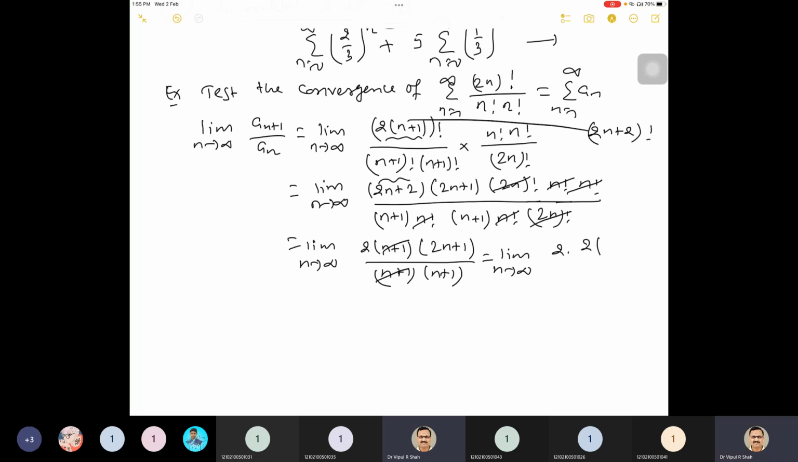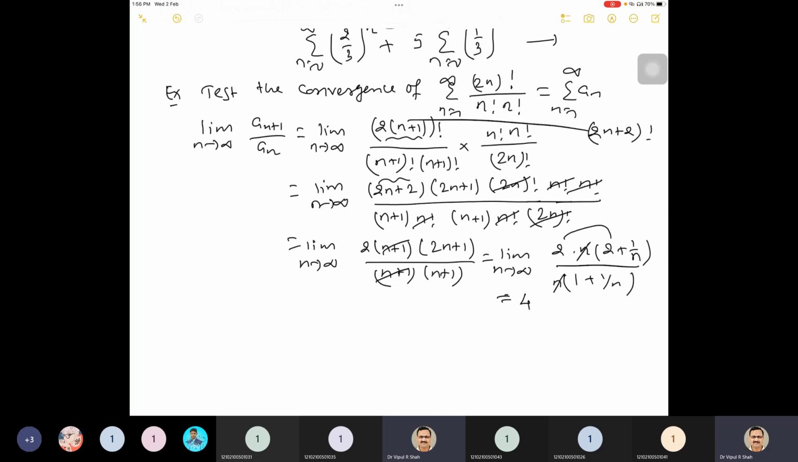Then let us take n outside. So this is 2 plus 1 by n over 1 plus 1 by n, isn't it, if I take n outside. And so this is 2 and this 2. So that is 4.